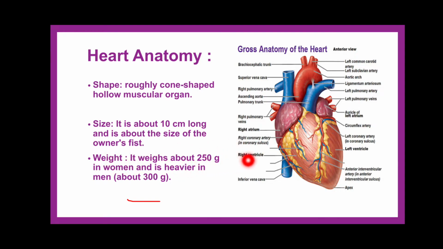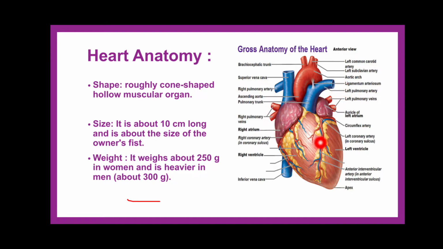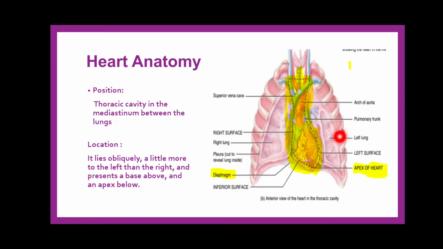Then weight, it is approximately 250 gram in women and 300 gram in men. Okay. So this is an approximate estimate. This can vary from author to author. Next, if you will see the position, where it is placed in the body. This was the only diagram, but where it is placed in the body, it is basically in the thoracic cavity. In the mediastinum between the lungs.